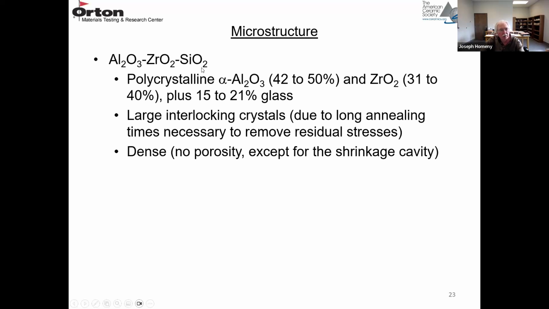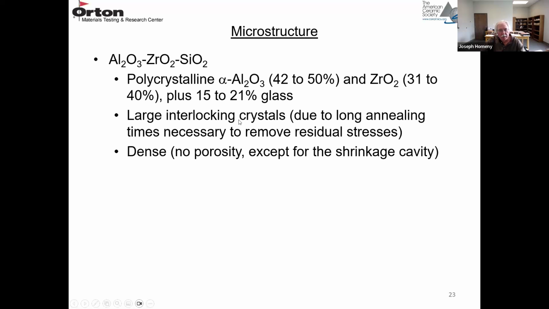So the AZS material, alumina zirconia silica, you're going to have polycrystalline alpha alumina about 42 to 50%, and then polycrystalline ZrO2, 31 to 40%. And then you're deliberately putting in the silica to form a glass. So you're going to form a very viscous glass, 15 to 21%.